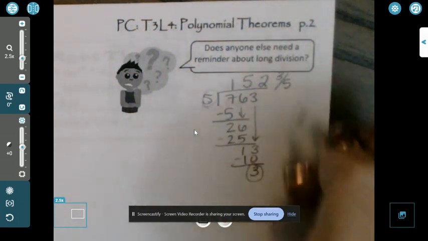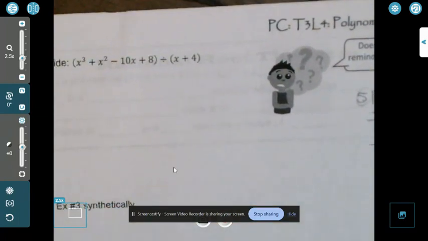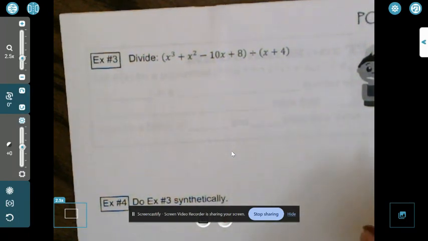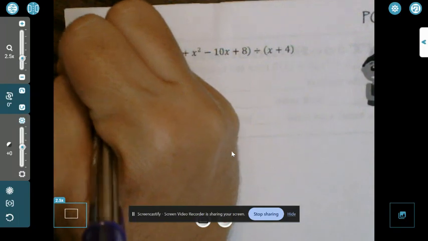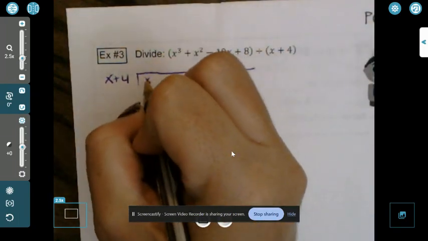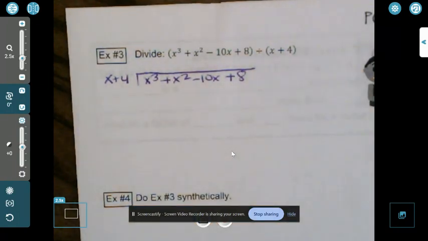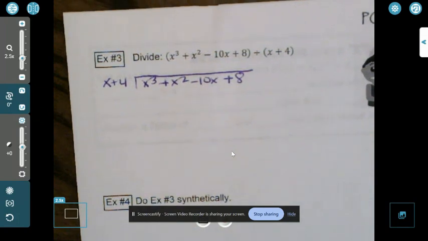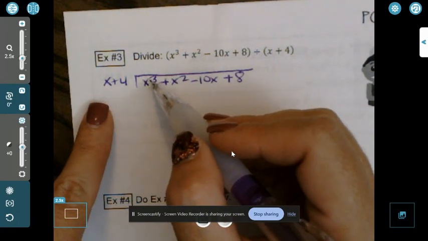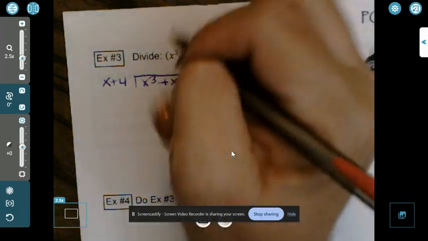Similarly, we're going to be doing this, but there's going to be variables involved as well. Okay, so here we go. Buckle up. We're going to use x plus 4 dividing into x cubed plus x squared minus 10x plus 8. All right, so here we go. How many times will x go into x cubed? So x times what gives me x cubed? Well, we've got a 1 here and a 3 here, so we're missing 2, so it's going to be x squared.